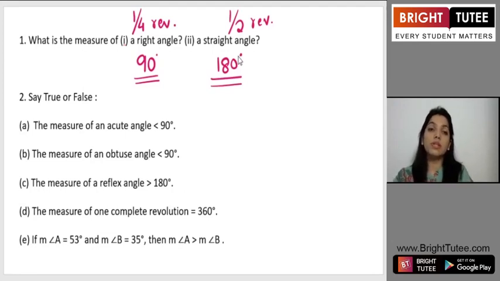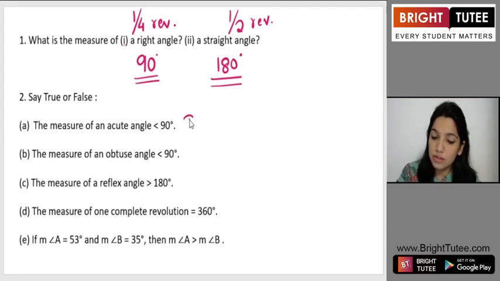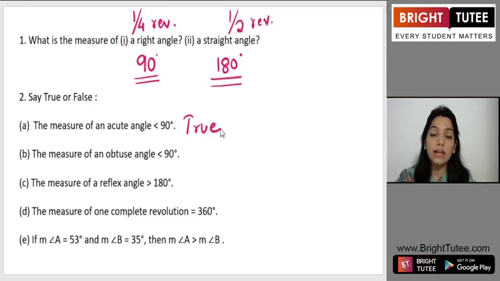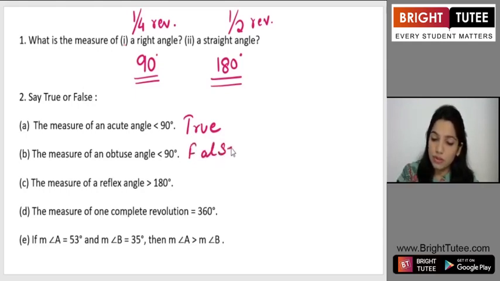Now the second question is to say true or false for the given statements. The first statement is the measure of an acute angle is less than 90. I hope you remember, this statement is absolutely true. Now the next one, the measure of the obtuse angle is less than 90. No, this is not true. Only acute angles are less than 90. So this statement is false.